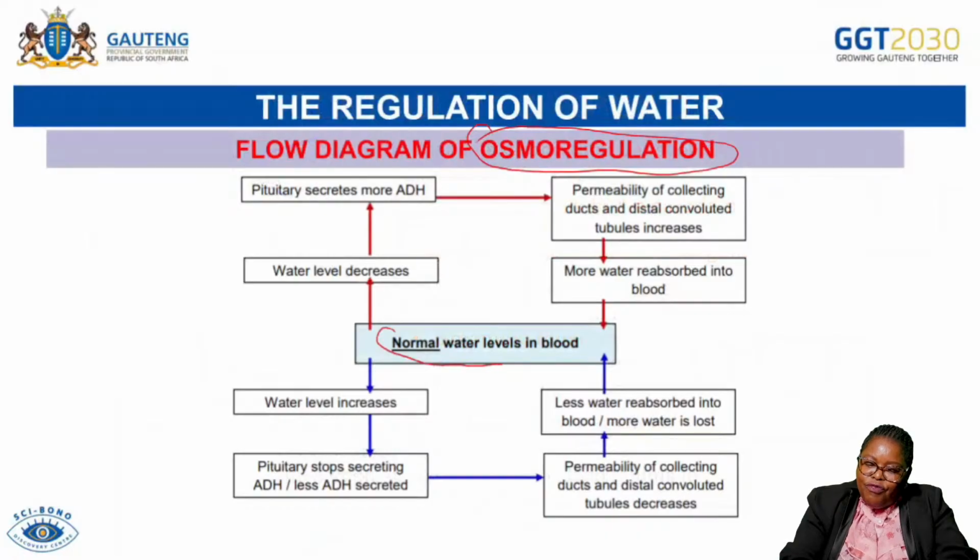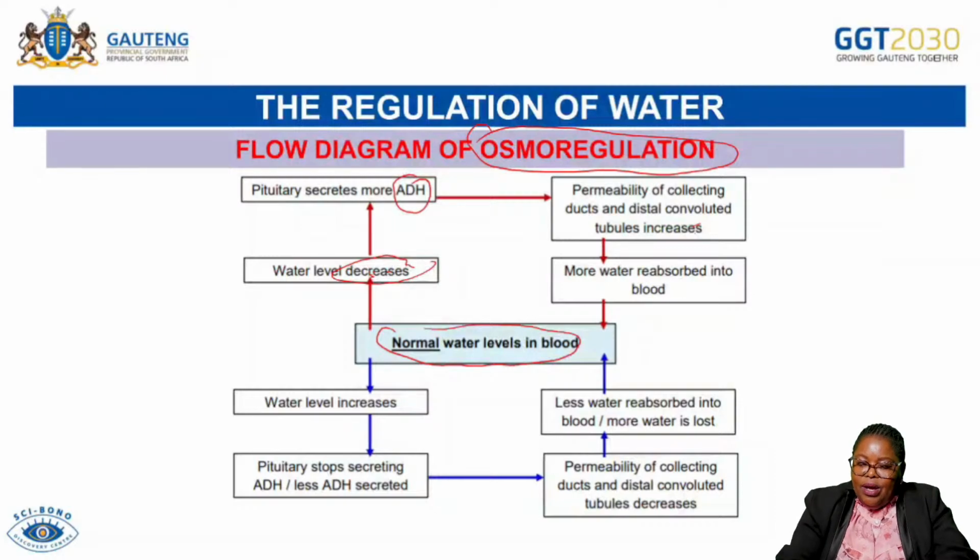Let's say we have normal water levels in the blood. What is going to happen if the water level decreases? The pituitary gland is going to secrete more ADH. When more ADH is secreted, the permeability of the collecting ducts and distal convoluted tubules of the kidney increases. Therefore, more water is going to be reabsorbed into the blood. Remember, it was less here.